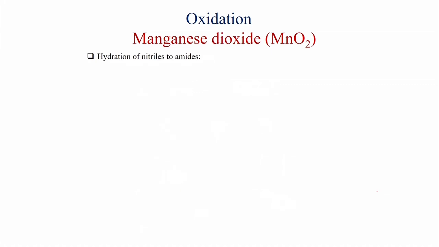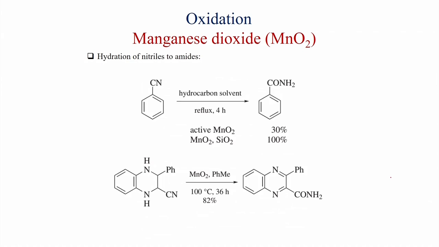Also, hydration of nitriles to amides is possible with MnO2. We know that potassium hydroxide or strong bases are good for cyanide hydrolysis, but here manganese dioxide can also do this reaction. In hydrocarbon solvent, active MnO2 gives only 30% yield of this benzamide. But when silica is present, then the yield is enhanced to 100%. So under this condition, the yield is very good for the benzamide product.